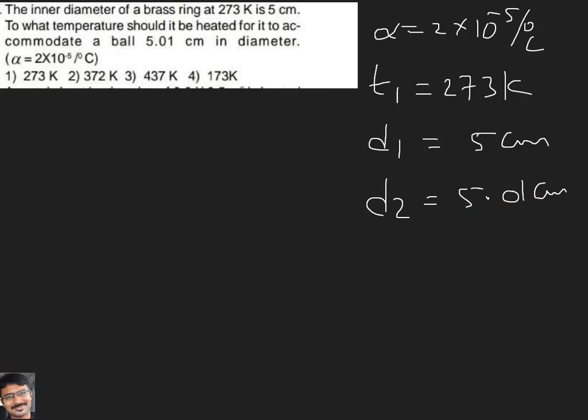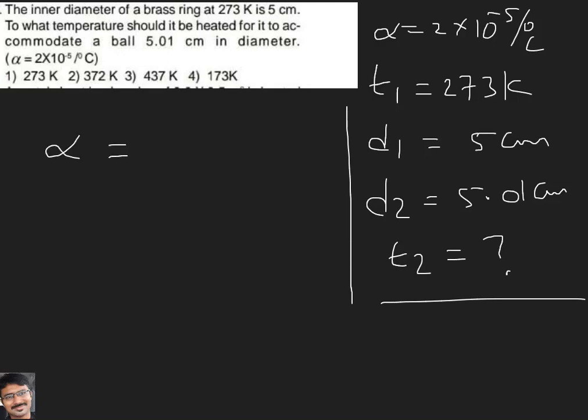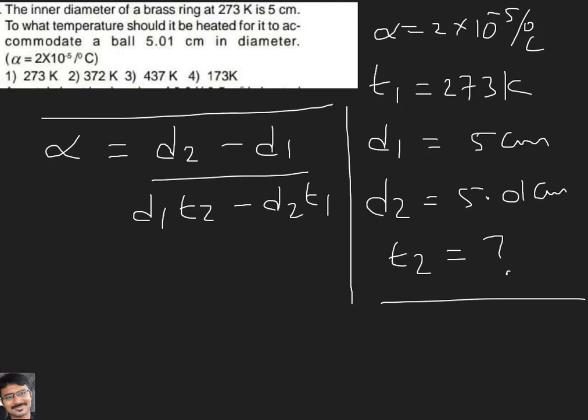So what is the temperature to be heated to for this phenomenon to happen? What is the temperature required? What is my formula for alpha? Simply I can write here alpha is equal to (d2 minus d1) by (d1 times (t2 minus t1)). Remember, this is the formula for the coefficient of linear expansion.